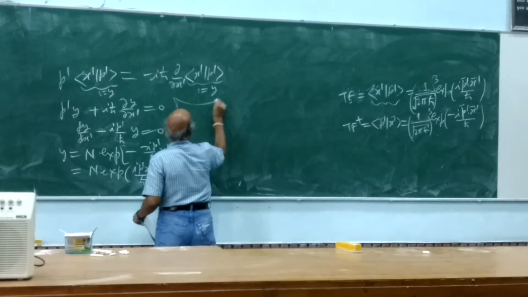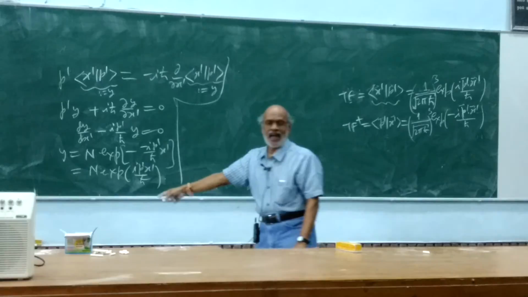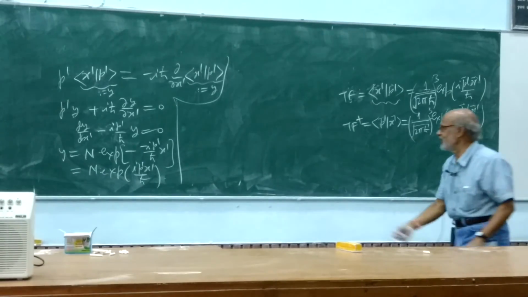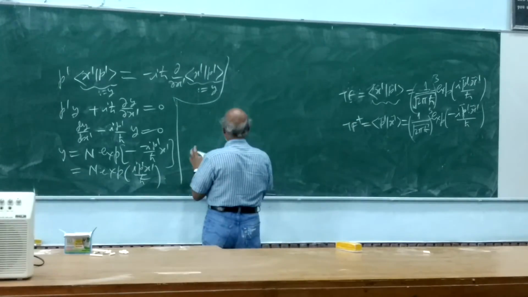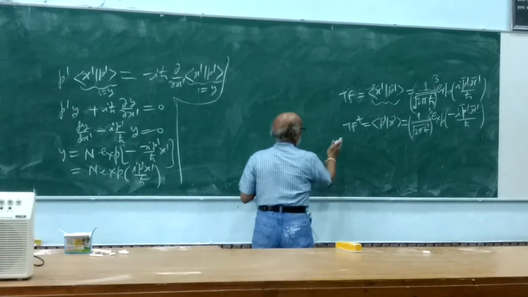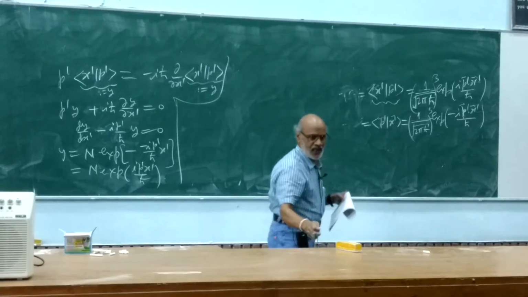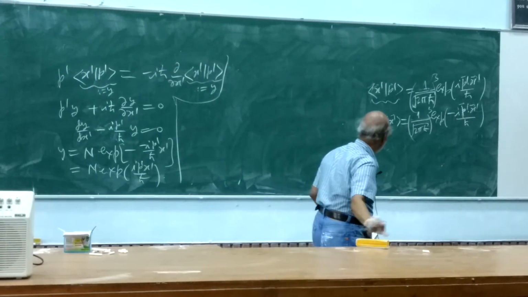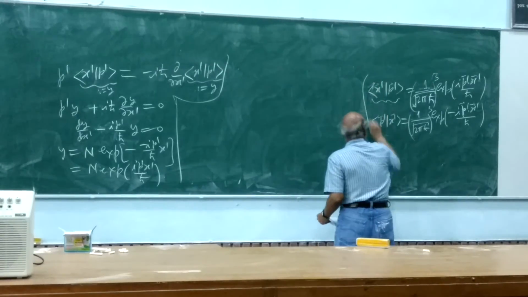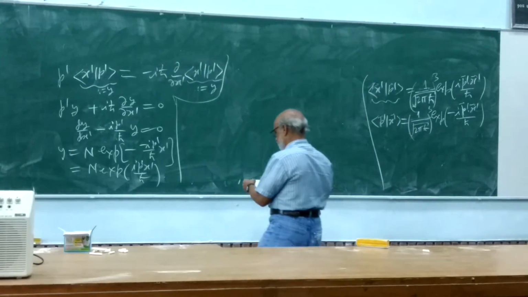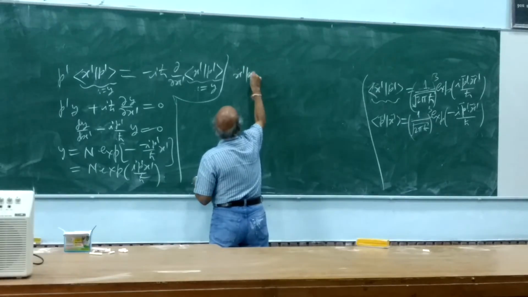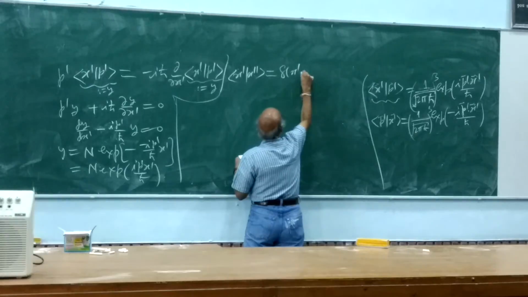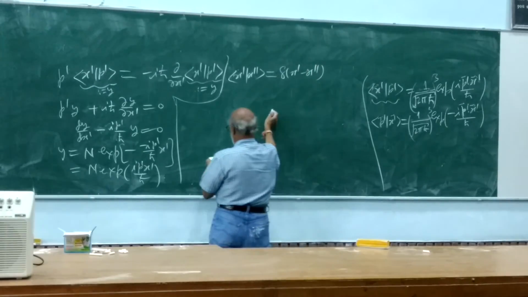Then I need to determine N. This constant I need to determine, and how do I do it? One could do it as follows. Let me create some space here. I still need these expressions here. Then <x'|x''> has to be delta of x' minus x''.